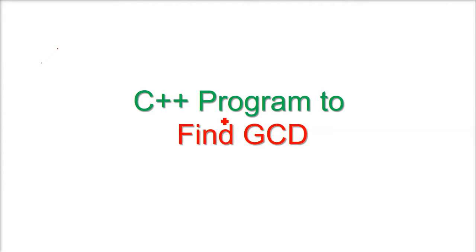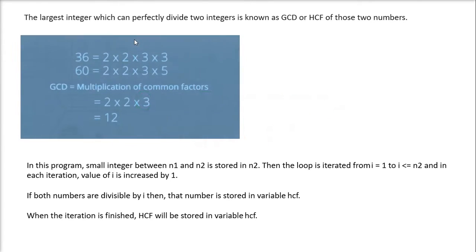We are interested in finding the GCD or HCF, the highest common factor, or the greatest common divisor. So we need to write a program. First of all, what is a GCD or an HCF? Let us take an example.